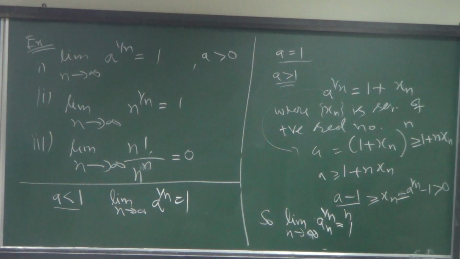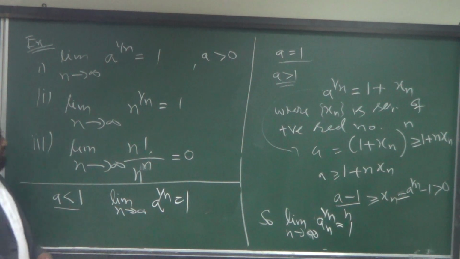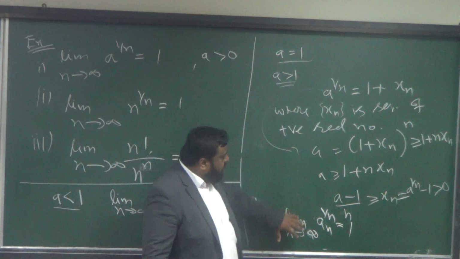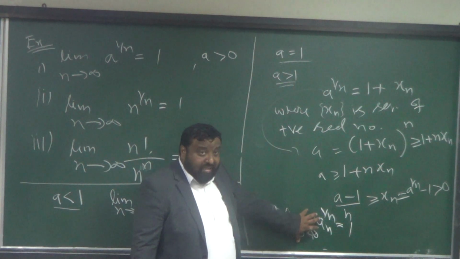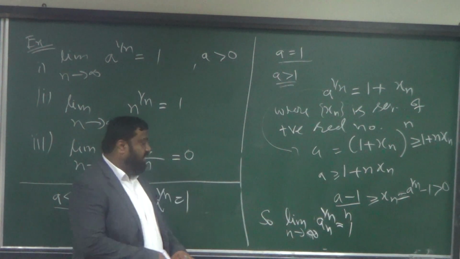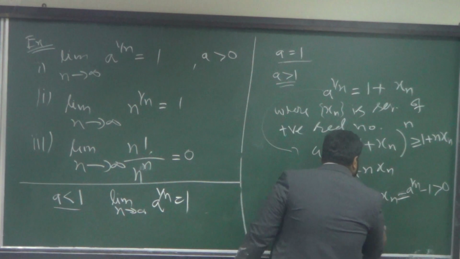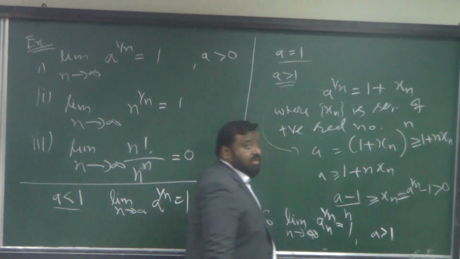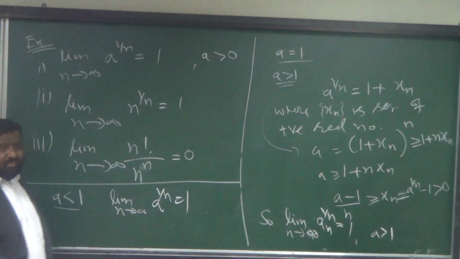What if I try to forget about the proof and use only this fact, that this is 1 when a is bigger than 1, and use it to show that.